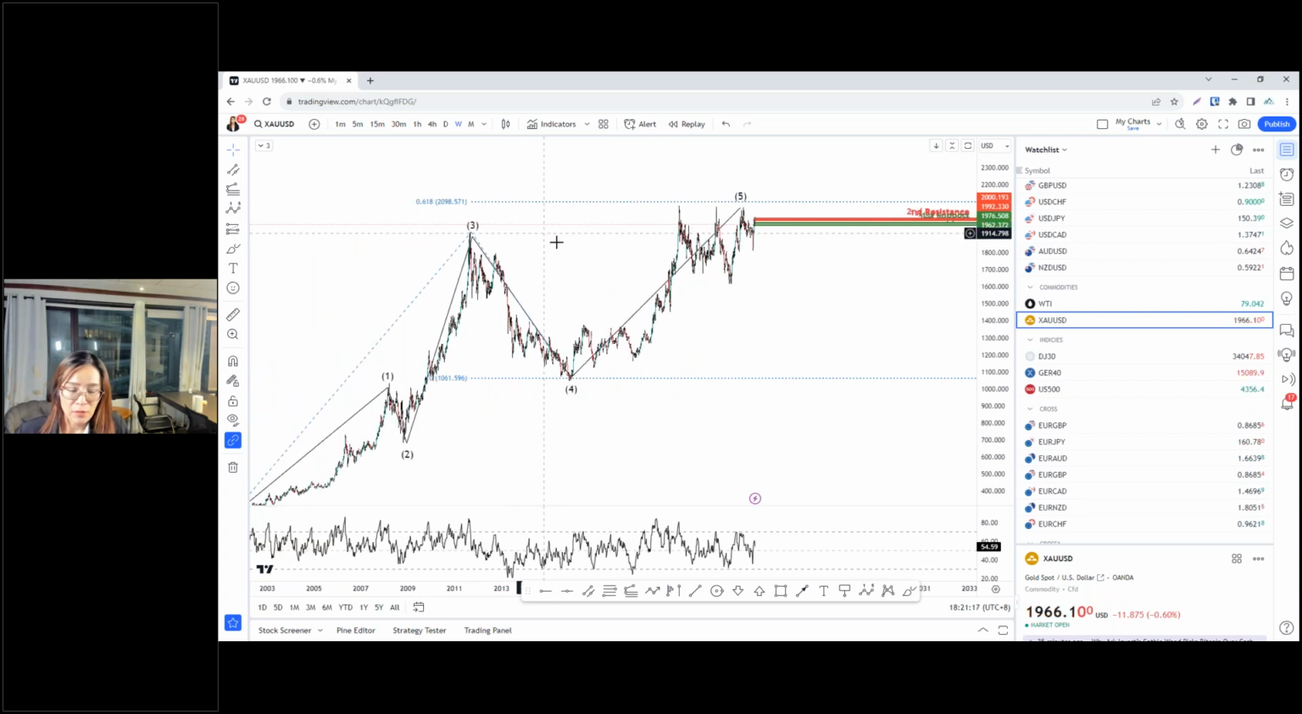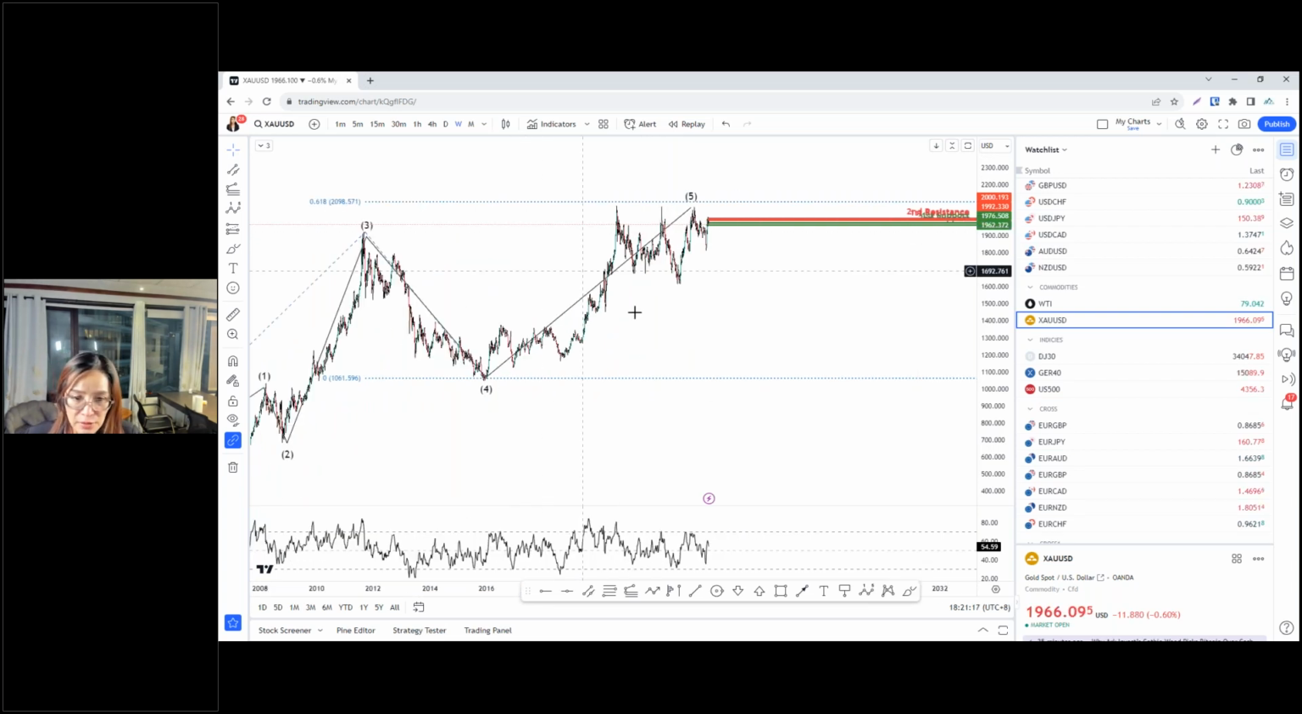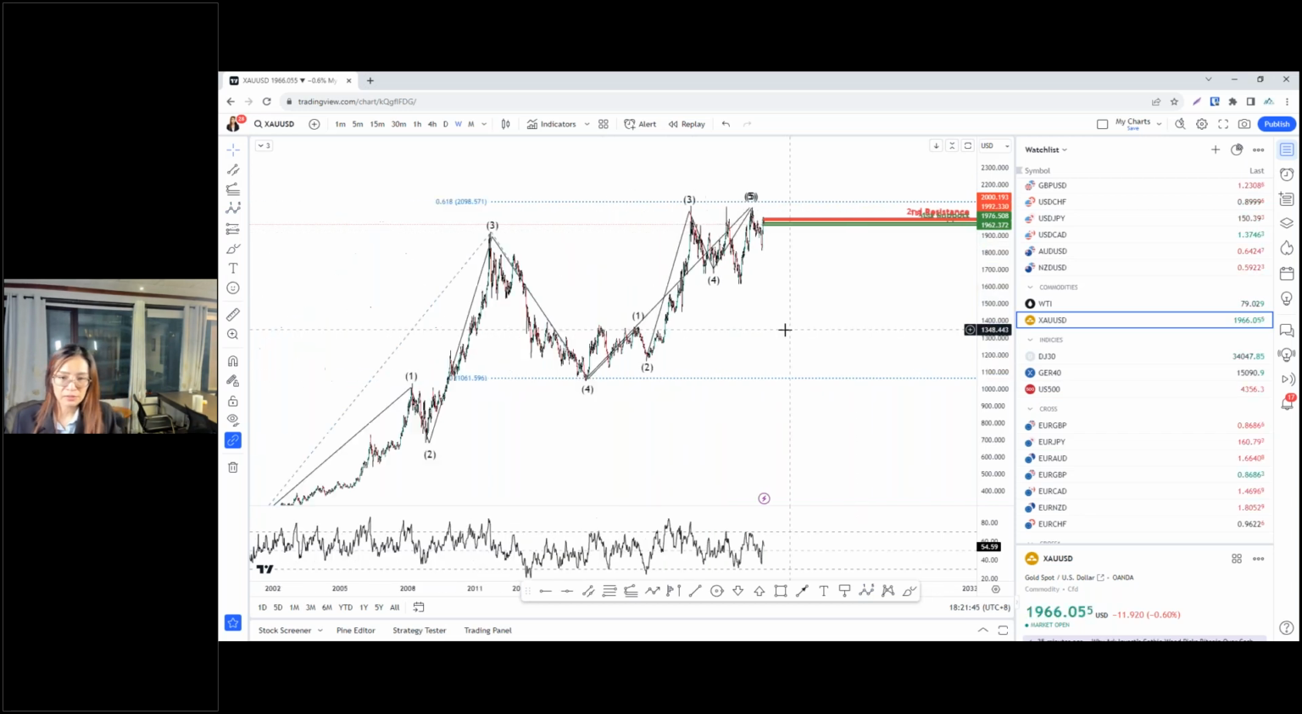From wave 5, I think there will be A, B, which will be small. Let me count. This should be 1, 2, 3, 4, and 5. The count is not so nice, but this is something I can find, and it looks like this.